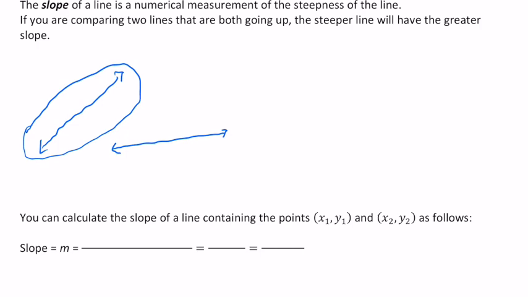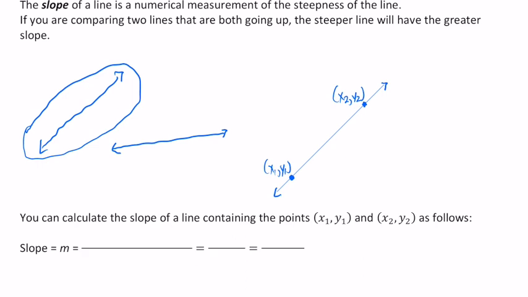Now, to be specific and define what slope actually represents, we're going to consider a line that is passing through 2 points that we'll call x1, y1 for the first point, and then x2, y2 for the second point.